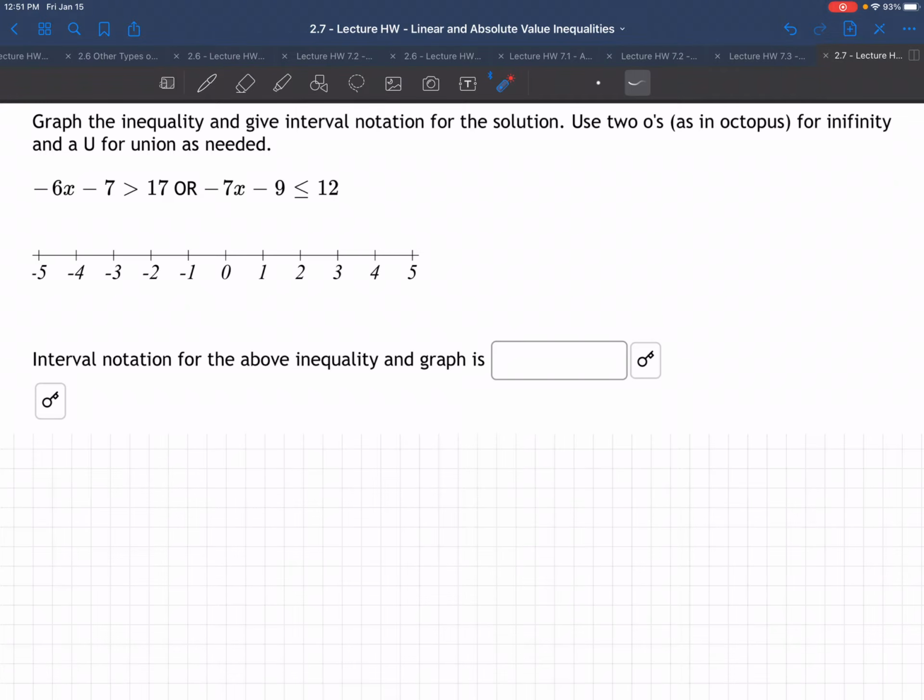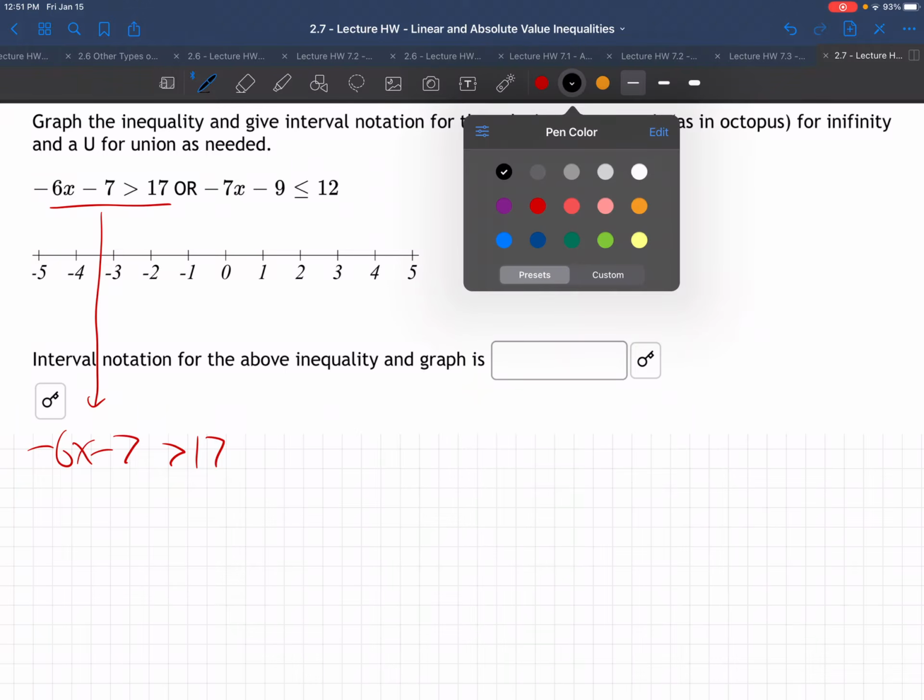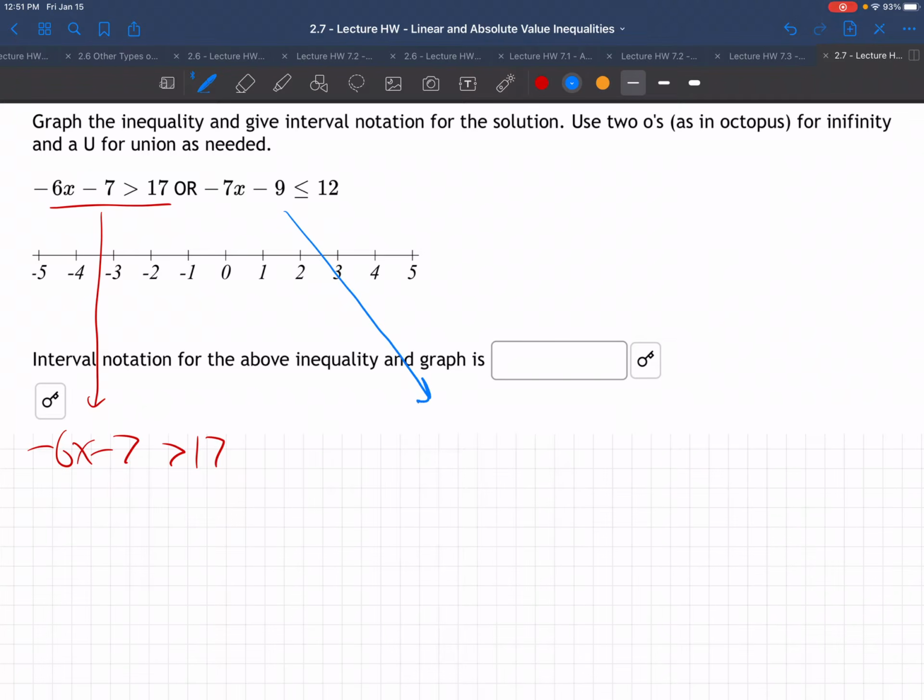We're going to need to solve both parts of this. We're going to solve each one separately. Let's bring this down. Minus 6x minus 7 greater than 17, and then let's put this one over here: minus 7x minus 9 less than or equal to 12. We just have to solve each of these separately. Let's just get x alone.